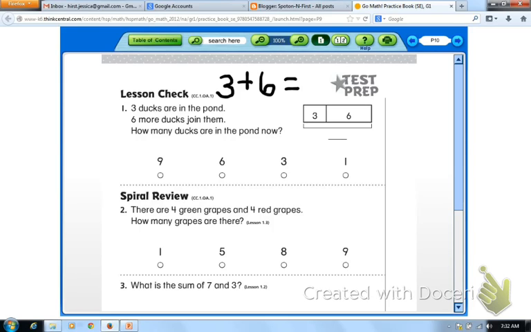Number 2 and 3 on that side are a spiral review. That means they are going over previous lessons. Again, continue to have them use pictures to be able to solve those addition problems.